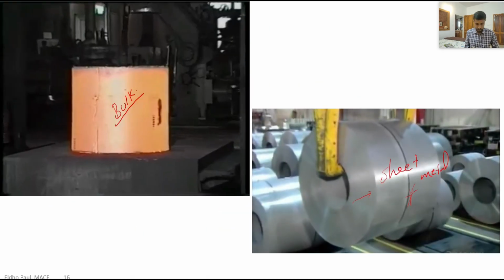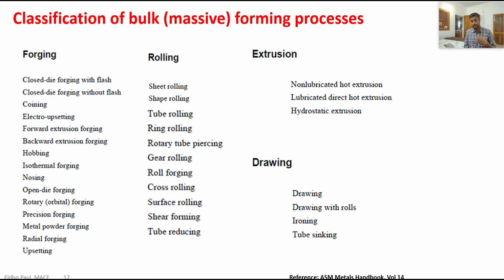There are different types of bulk deformation processes. The first is forging operations, where we compress the raw material between two dies. There are different varieties like closed die forging, coining, hobbing, extrusion, nosing, open die forging, piercing, radial forging, upsetting, precision forging, etc. We will discuss all these processes in the forging topics.